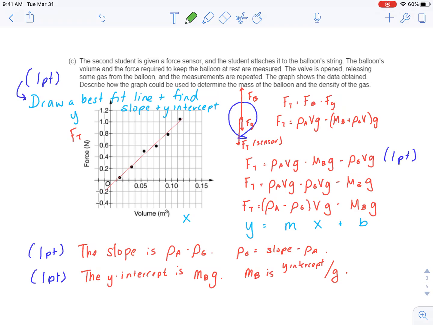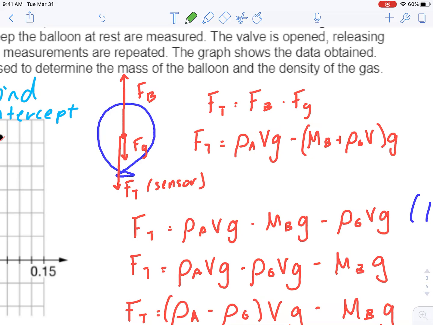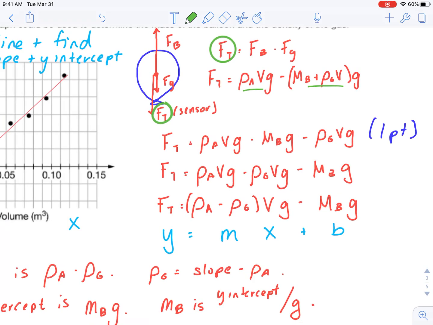Okay, so in this one, I went back to my original equation, except instead of writing F net, I wrote FT. So this FT, this tension force, is what's keeping the balloon in place. And then I was able to write out the same things as before for the buoyant force and the force of gravity. And then I distributed this term here. So I multiplied out the g, and then I rearranged this. I put the rhos together and the volumes together so that I could factor out Vg.